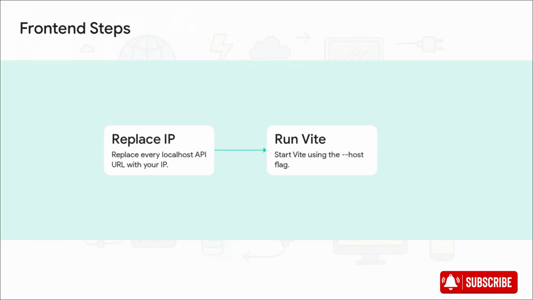Continuing right along with our 10 steps for MERN setup, Step 6 is executing that crucial IP replacement across your entire front-end code. Step 7 is running the application itself. Now, if you're using Vite, this is super important. You must add the --host flag in your terminal to actually expose the server to the network. If you're using Create React App, you can handle this by configuring your .env file.